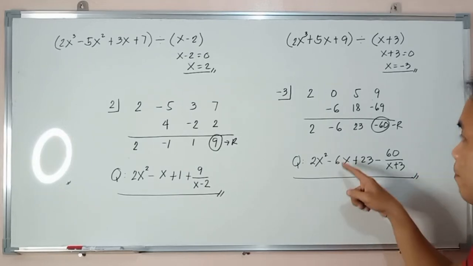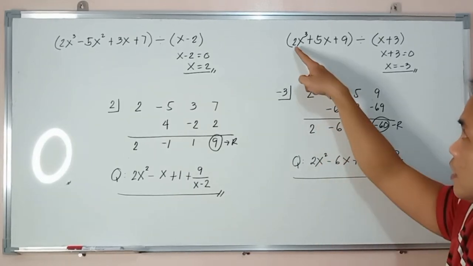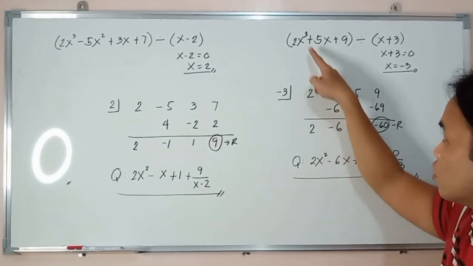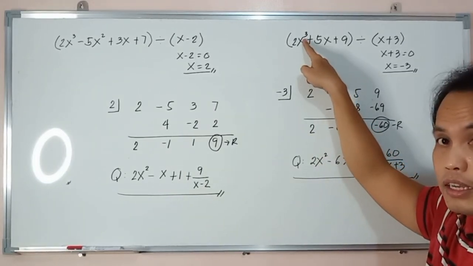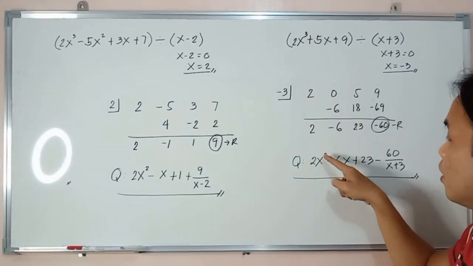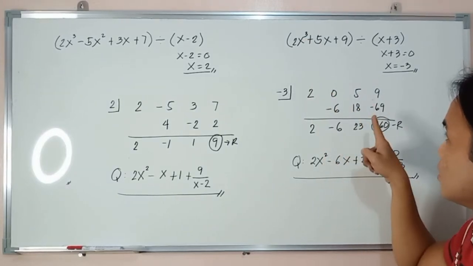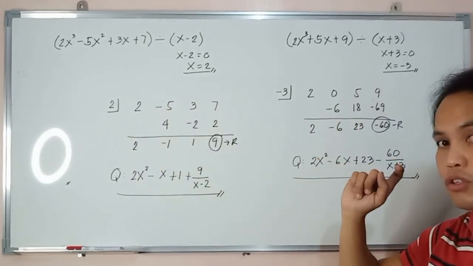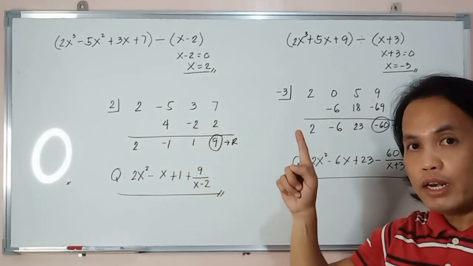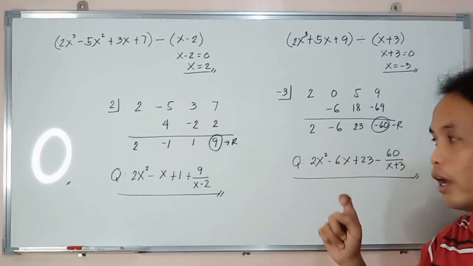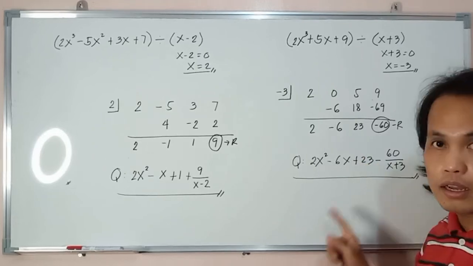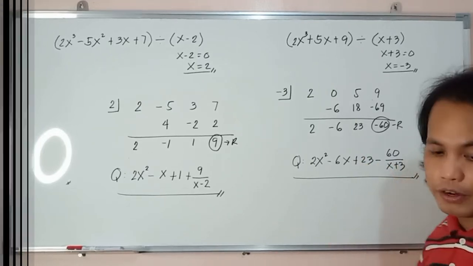So as you can see, 2x squared. Since this is 2x cubed, we have the 2 here. We have the x squared because we need to subtract 1 from the degree here. Then our next degree is supposed to be the square, so 2 minus 1 is 1. So we have here 1. Then plus the 23 and minus the remainder.